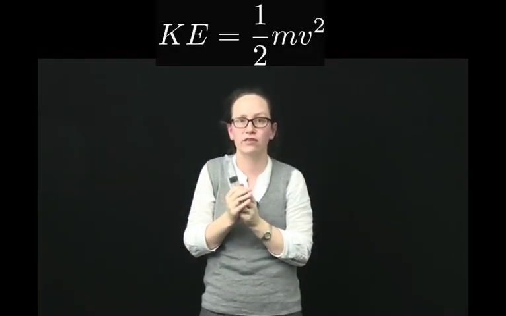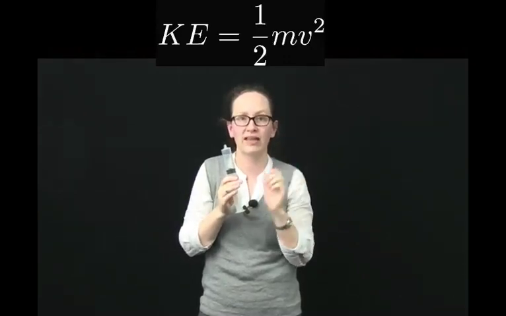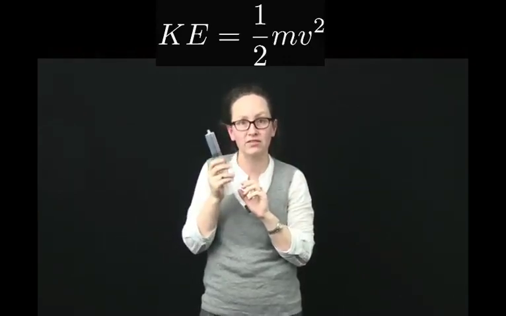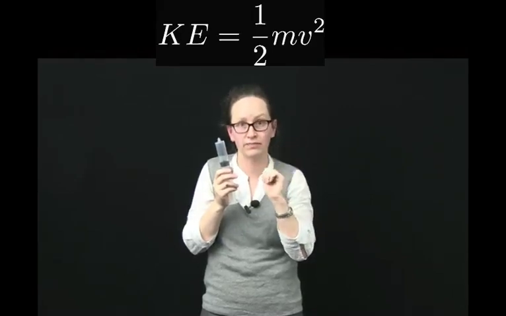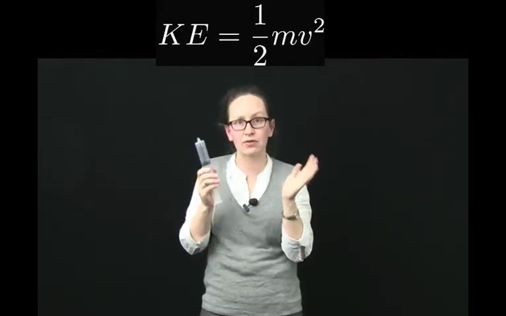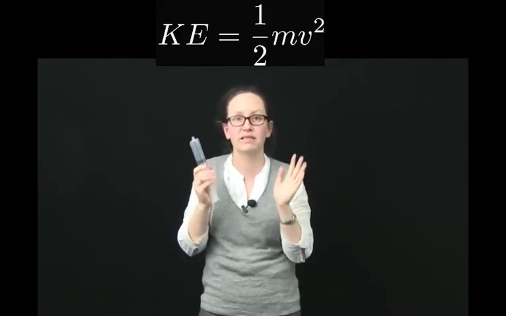Energy of movement has a special name. It's called kinetic energy. So the kinetic energy, the energy possessed by a moving object, can be calculated using the formula 1/2 times mv squared, where m is the mass of the object and v is the velocity of the object. So let's do an example now where we will calculate the amount of kinetic energy possessed by an object.